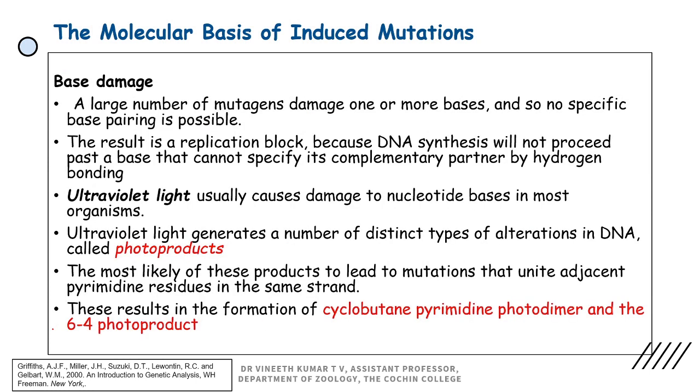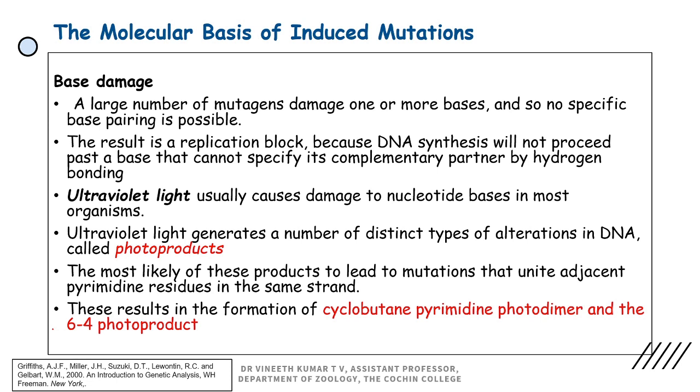So next is base damage. Base damage is usually caused by physical agents like radiation, and we are going to discuss two main types of radiation. One is non-ionizing radiation, like the ultraviolet rays, and the other is ionizing radiation, like the X-rays.